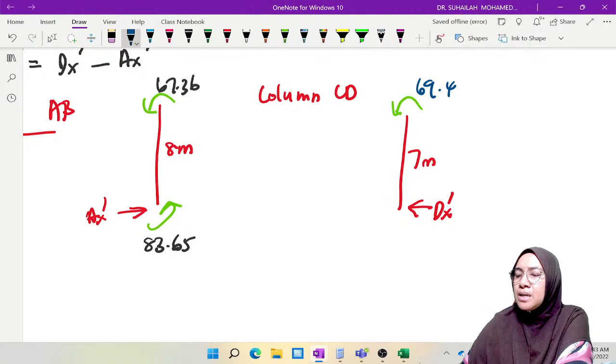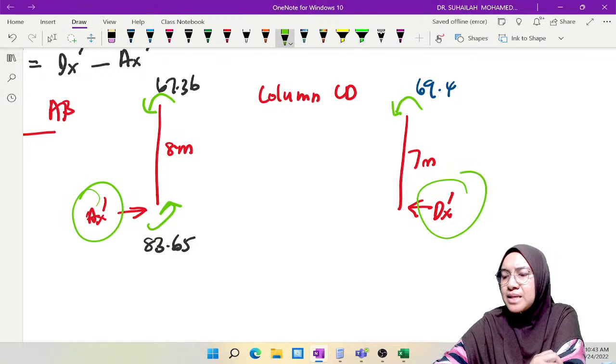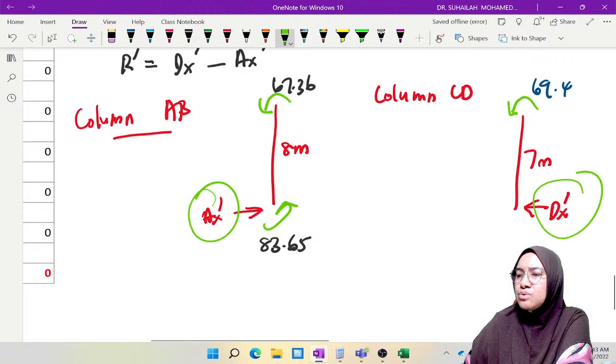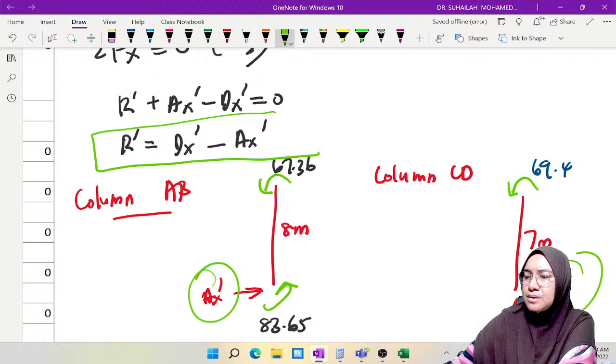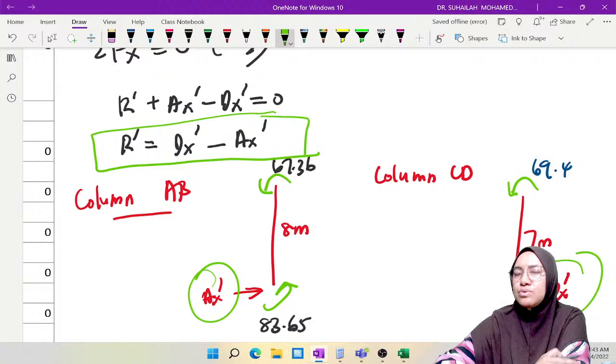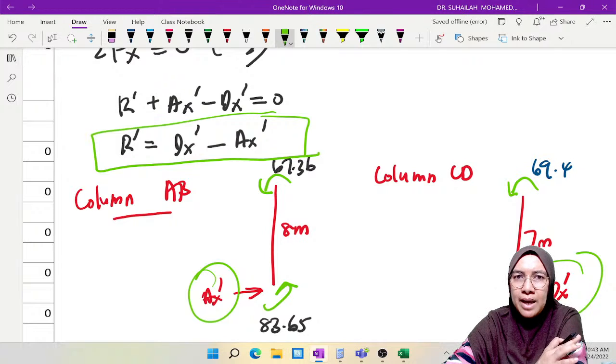Okay, so we have to calculate ax and dx, and then we need to substitute into this. Substitute into r prime, which is equal to dx prime minus ax prime. Then we will get r prime.